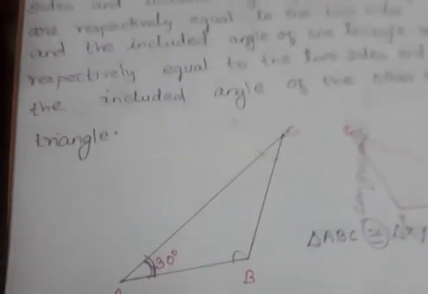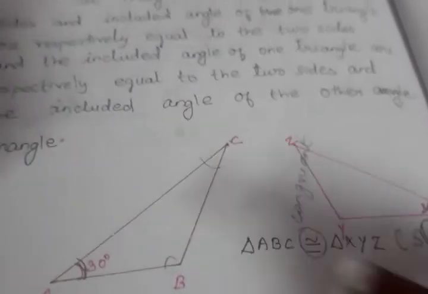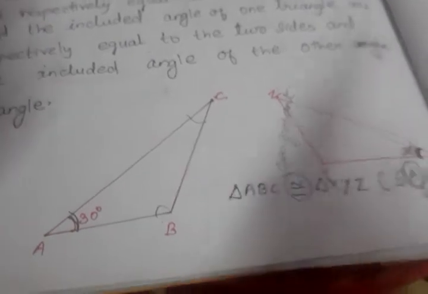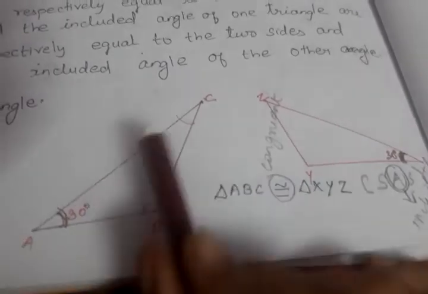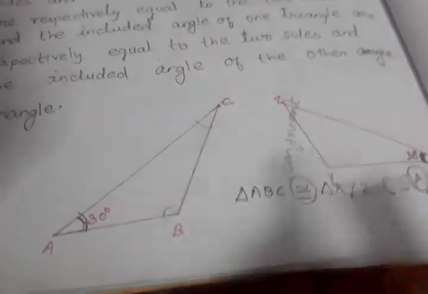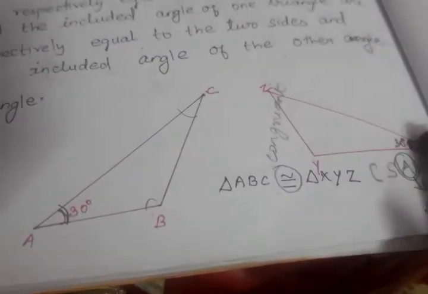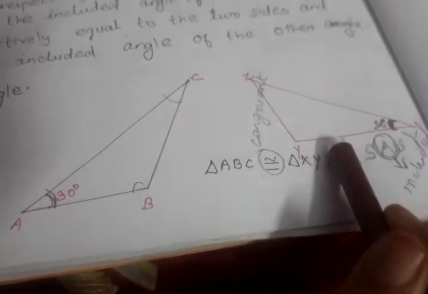Then two triangles are congruent. So same method, sides and sides, all the sides are equal. So triangle 1 and triangle 2 are equal. That is congruent. So same method for triangle ABC and XYZ. Then angle A, this side is angle 30 degree and this side is also 30 degree. So the angles are equal, isn't it?